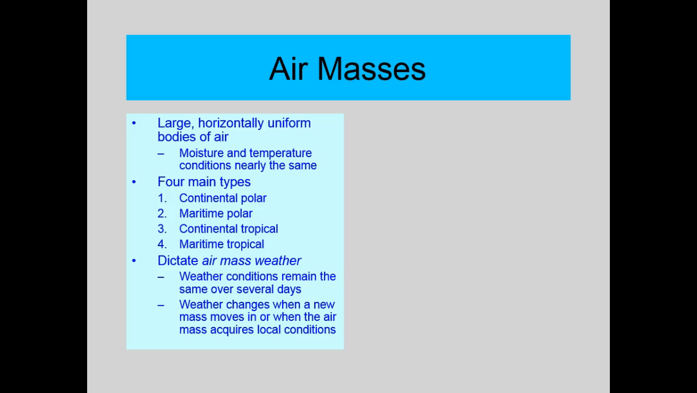There are four main types. Now, these are the big types. There's smaller types, but these are the four big ones. You have continental polar. Where we live, we call them the Canadian air masses. Because they're continental, further north from us, they're generally cold, right? And generally drier. Okay? Continental polar.